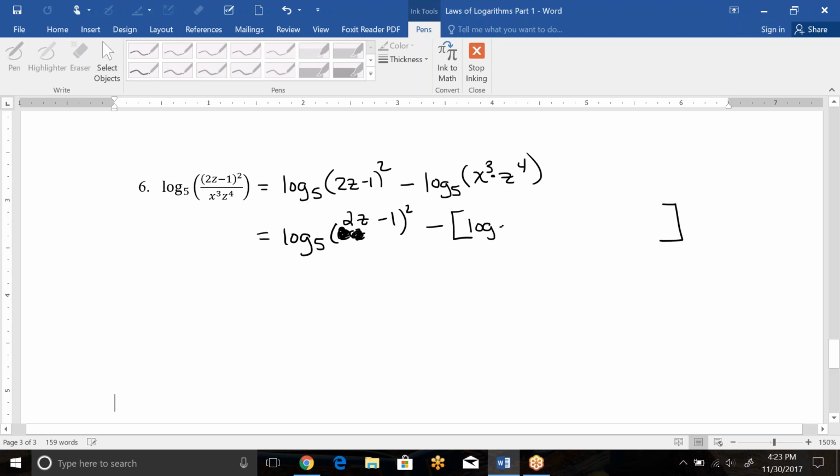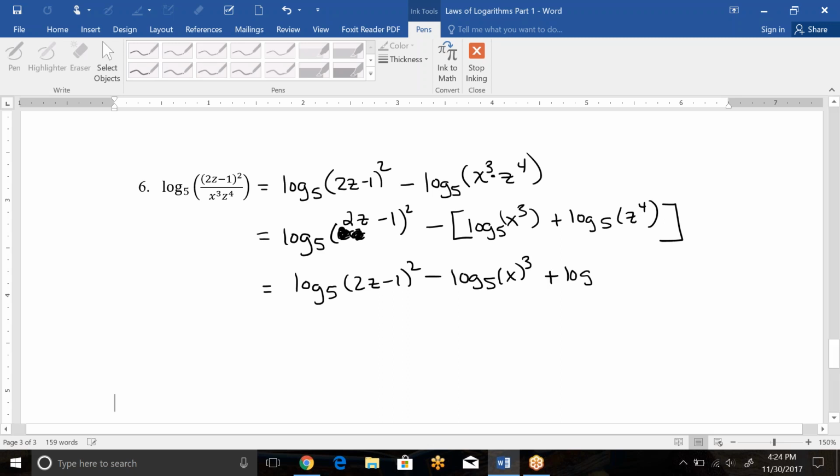So this would be log 5 x cubed plus log 5 z to the fourth, if we use the fact that times turns into plus of the two logs. So then we would distribute that negative to both of them. So minus log 5 x cubed plus log 5, or excuse me, minus, see, talking and writing is hard. So minus log 5 of z to the fourth. Okay, so that's distributing that negative to both of those.